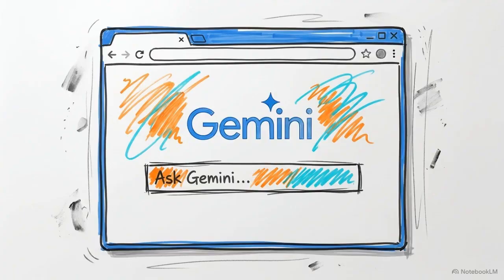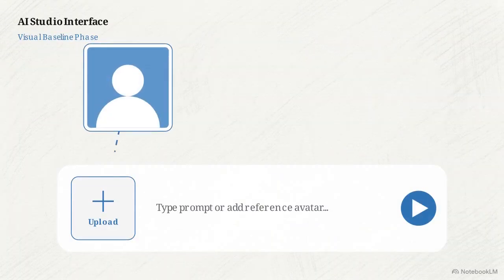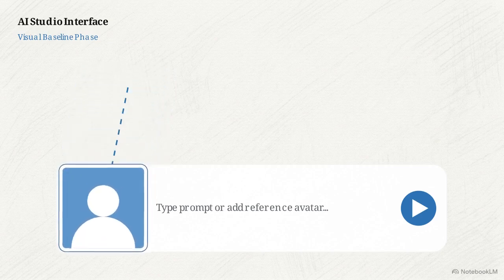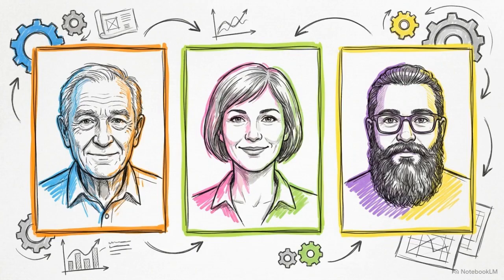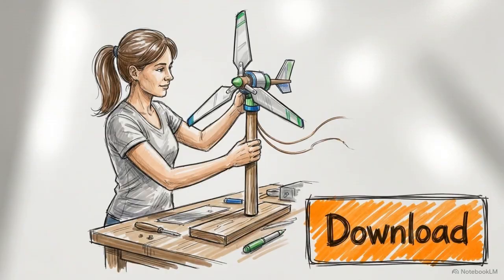Now, step 2. Open Google Gemini AI. Before we animate a single frame, we have to build our visual baseline. If you are using a custom character, you must upload the exact same reference avatar here. If you miss this, the tool will invent its own character design. Now, copy the static storyboard prompt we generated in step 1 and paste it in. Hit generate, and then download the result to your computer.